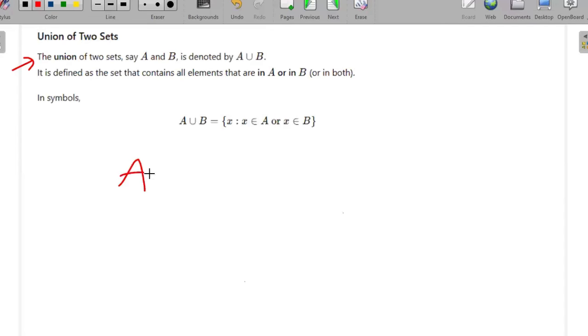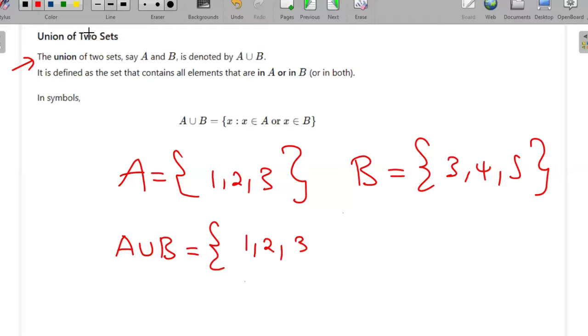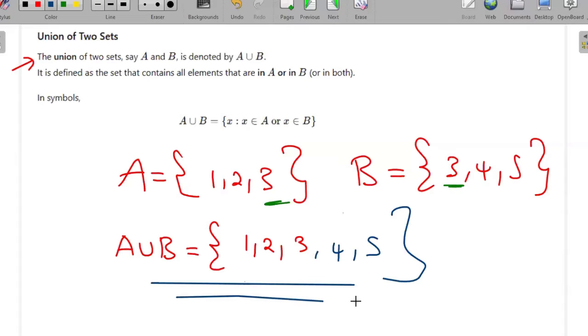So let me just write that down. If A has 1, 2, and 3, and B has 3, 4, and 5, then A union B is going to be equal to, I just combine everything that I can see here. So there will be 1, 2, and then 3. There's a 3 here, and there's also a 3 there. So in the union set, make sure you don't write the things that are repeating twice. Just write the 3 once, and then you go on to the 4 and to the 5. So in the union, make sure you don't repeat any number.